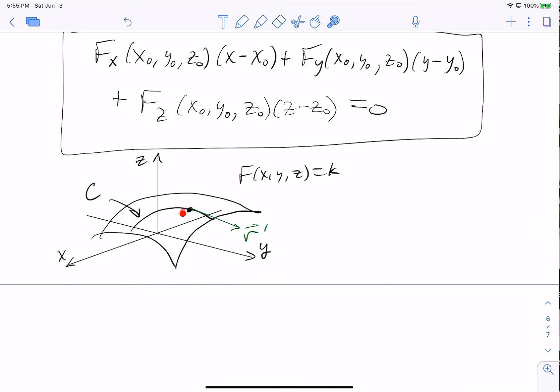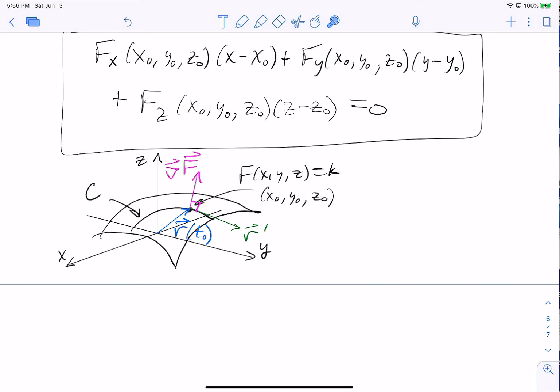Now the tail of r prime is a point on the curve. It's also on the surface. The curve is given by r of t, and we'll say that this is r of t naught for some fixed point here. And it has its tip at the point x naught, y naught, z naught. Now the normal vector for the surface is what gives us the normal vector for the plane. And it's orthogonal to r prime. It is del f.